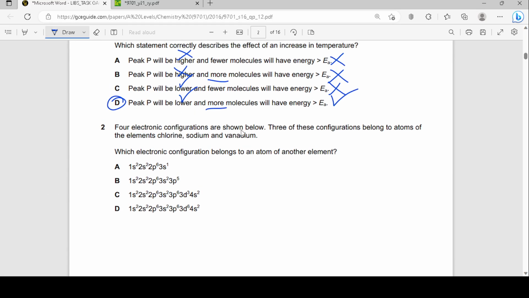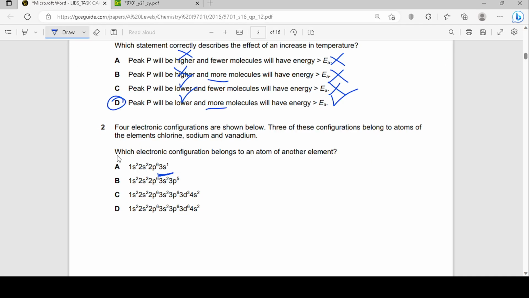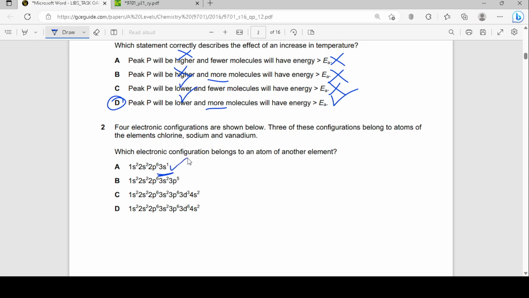So yeah, hope that makes sense. Question number 2. Four electronic configurations are shown below. Three of these configurations belong to atoms of the elements chlorine, sodium, and vanadium. Which electronic configuration belongs to an atom of another element? The first one is 1s2, 2s2, 2p6, 3s1. That's going to be sodium, because it's in group 1 and period 3. This is the s block, so its electronic configuration ends in 3s1. So that has to be sodium.